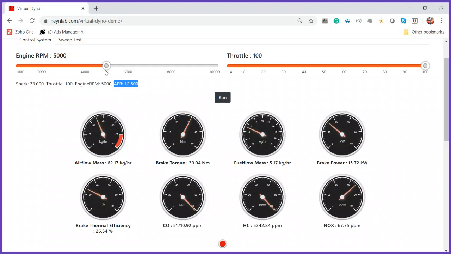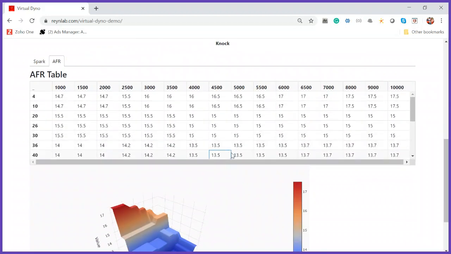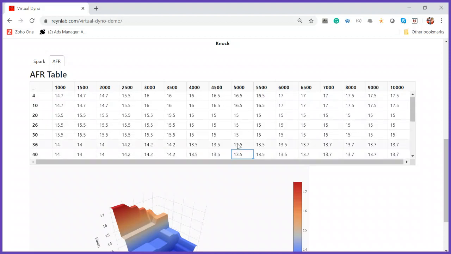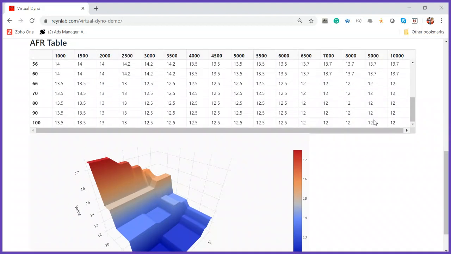Now for 5000 RPM, 100% throttle, let me try changing the AFR. Let me try making it a little bit leaner. So we have 30 Newton meters and 5 kilograms per hour of fuel. This is what we have, 30 and 5. I'm going to go back and change the air fuel ratio. I'm going to make the AFR a little bit richer. So 5000 RPM and 100% throttle. This is where I am: 5000, 100%, 12.5.